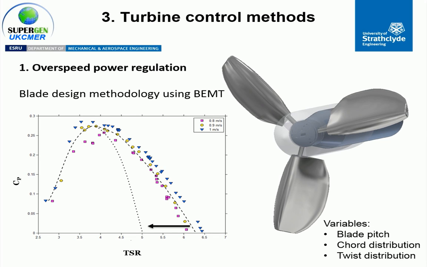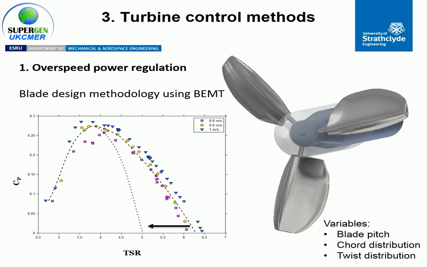Now, one issue with this method of power regulation is that you don't want to increase the RPM too much because it's then going to cause damage to the generator. So what we want is to have a power curve that has a steep drop-off on the right-hand side, so that you only need a small increase in RPM in order to get a large drop in the CP. So in order to reshape the performance curve, we can look at the variables in terms of the blade geometry, so the pitch, the chord distribution, and the twist distribution.